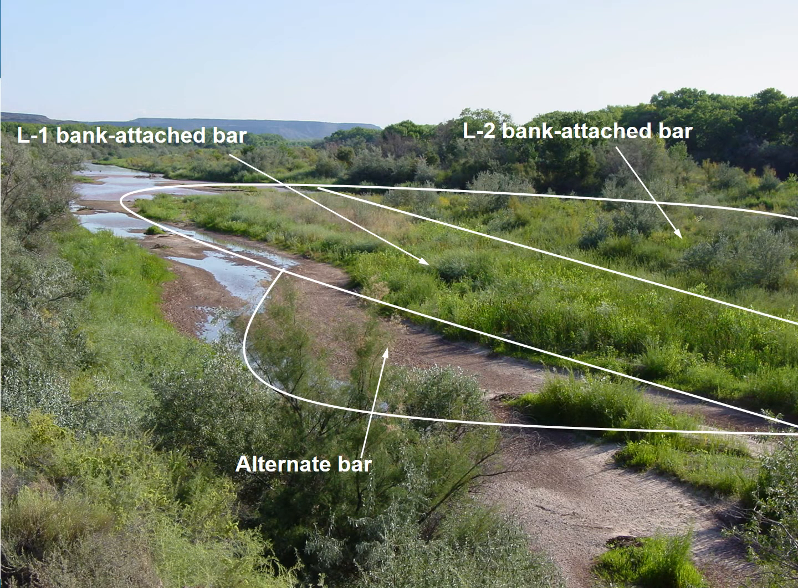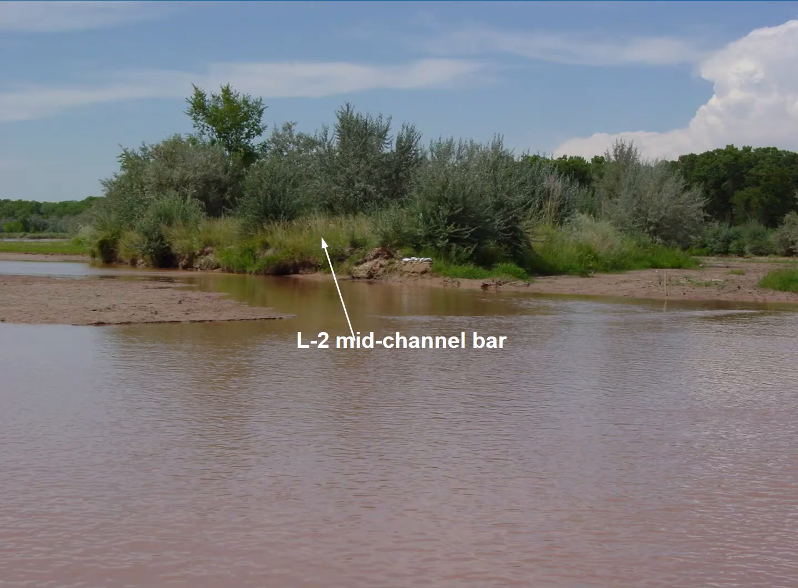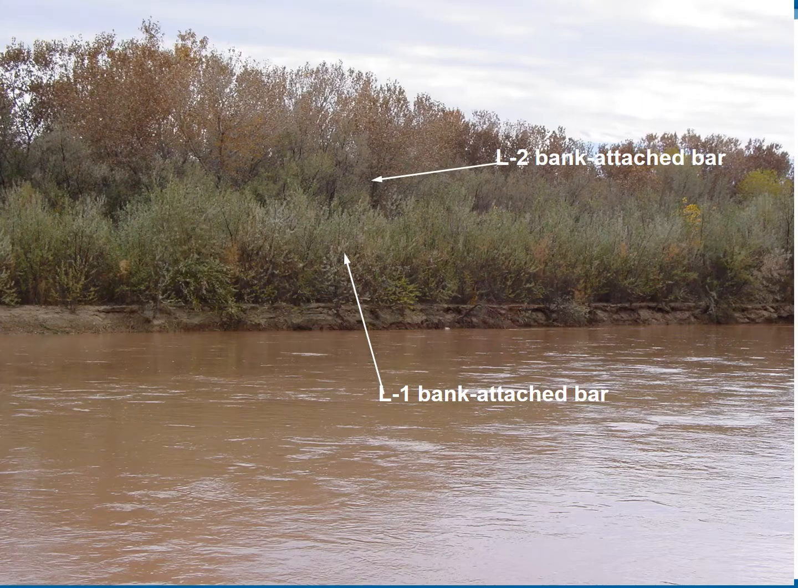In terms of the bank attached bars, you start at the lowest level with an alternate bar, then a level 1 bank attached bar, note there's perennial vegetation on it, and the level 2 bank attached bar. And remember, these are inset below that historical flood point. Seen many of those.